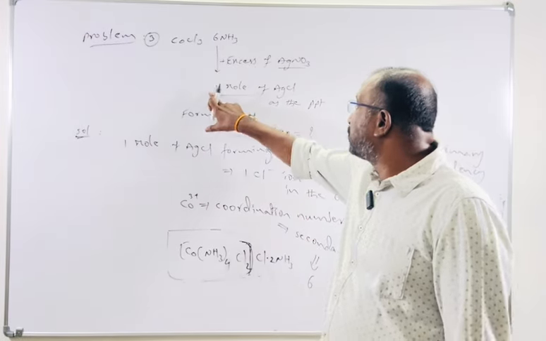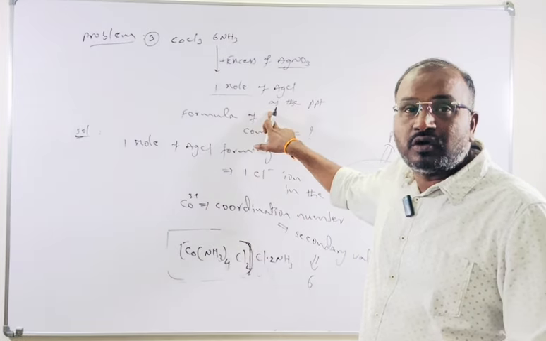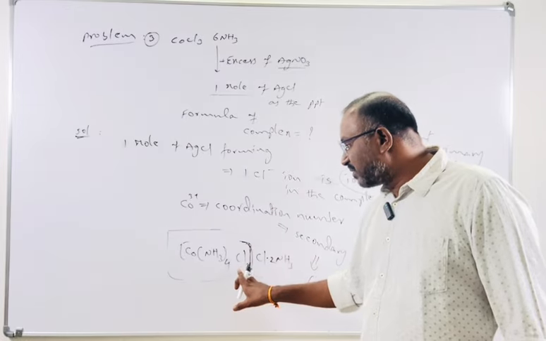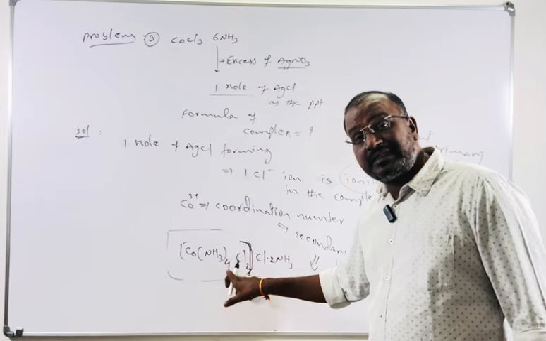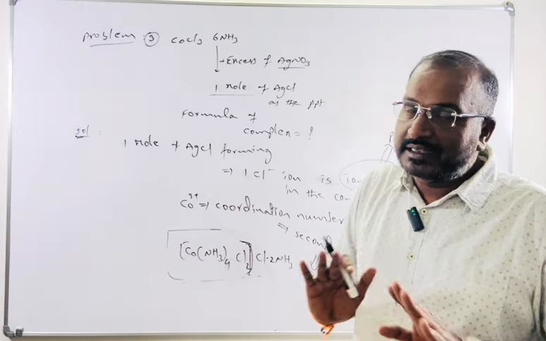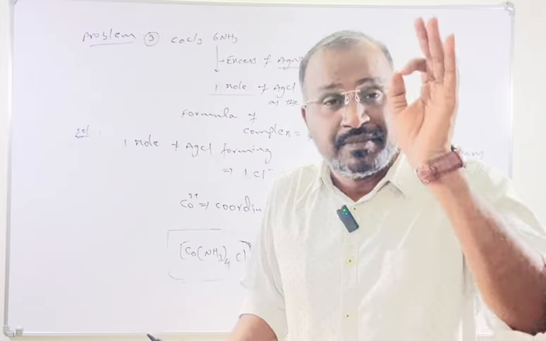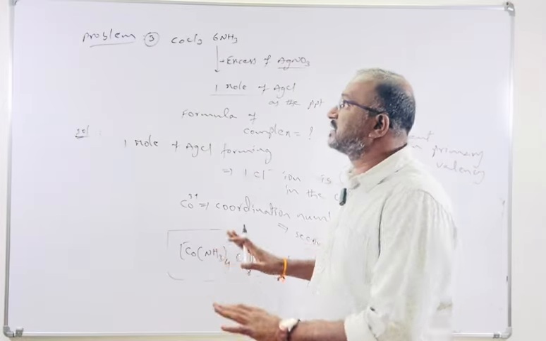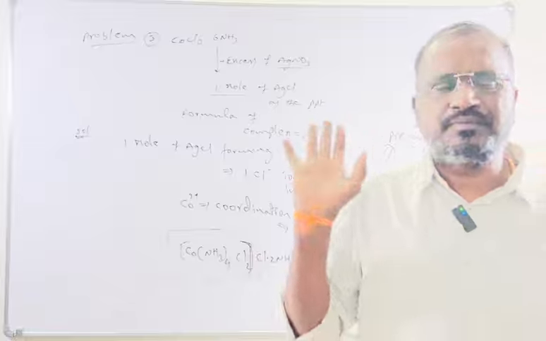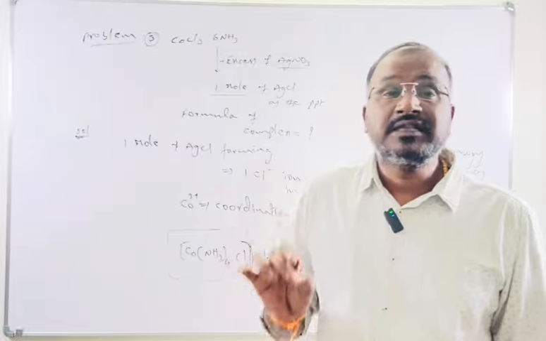Suppose you are getting 0 moles of AgCl, then no chloride is ionizable. All chlorines will be present inside. So the formula becomes [Co(NH3)3Cl3], with 3 NH3 outside. No chloride is ionizable if we are not getting any precipitate. So these are the problems to solve in the Werner series in a very simple way. Based on Cl minus we have to take.